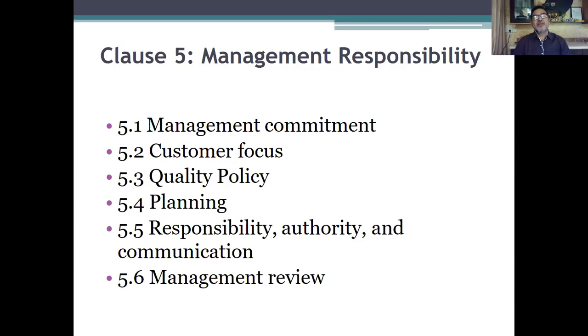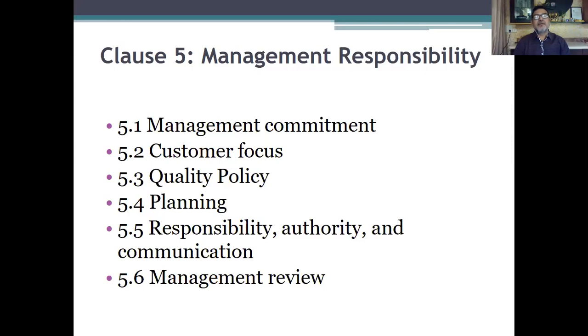5.3 Quality Policy. The quality policy is a high-level document containing a statement about the general direction of the organization and its commitment to quality and customer satisfaction. It provides a framework for quality objectives and must be communicated to employees in a way they understand.